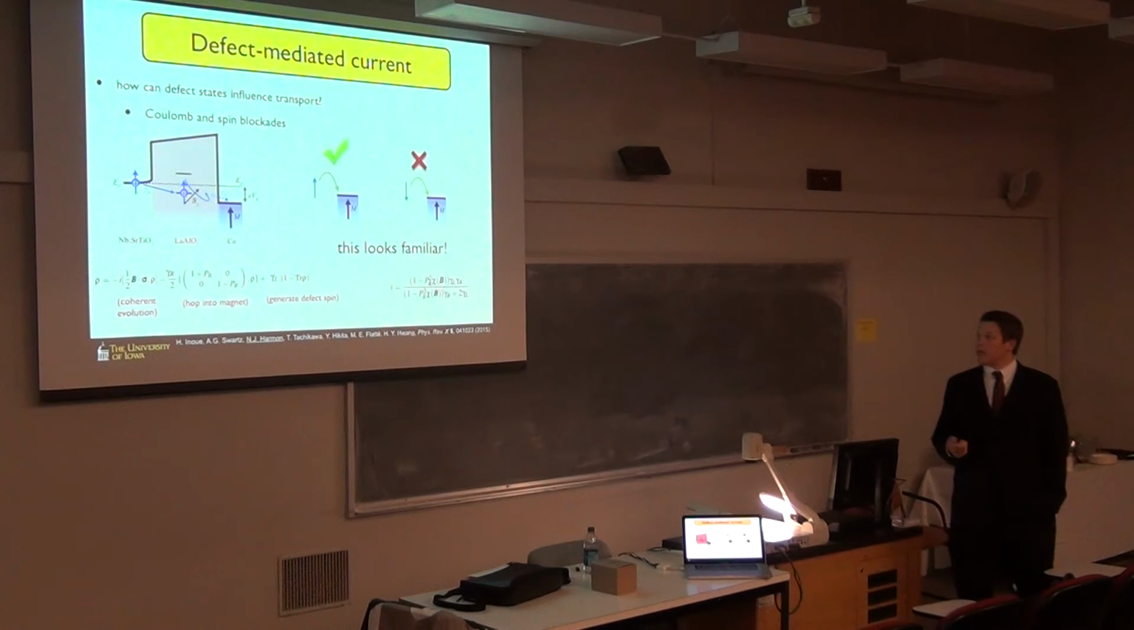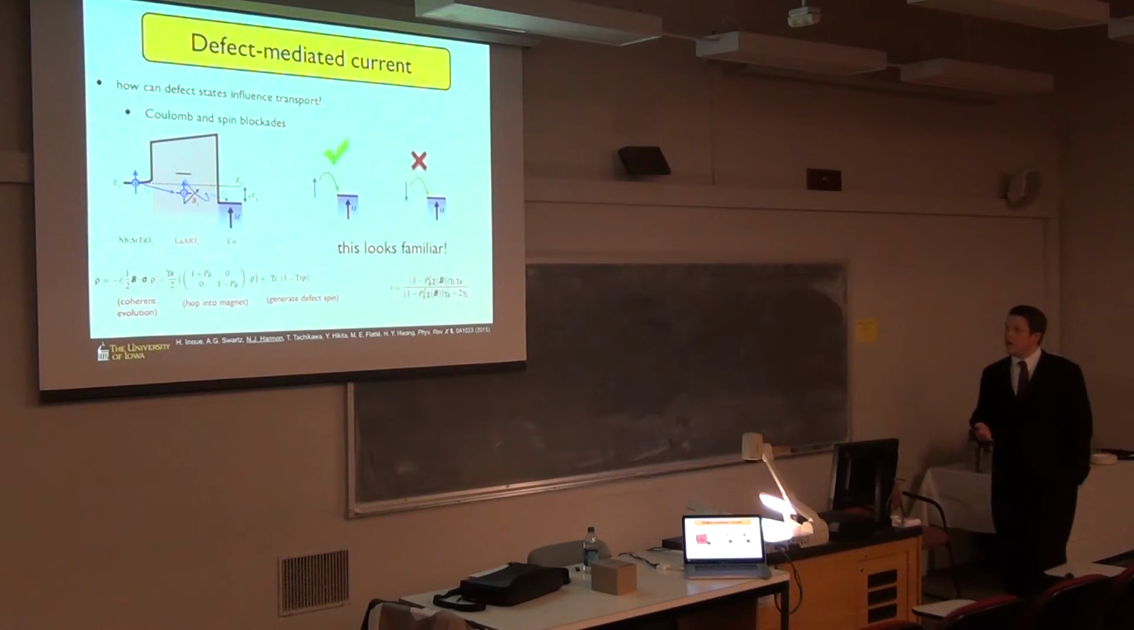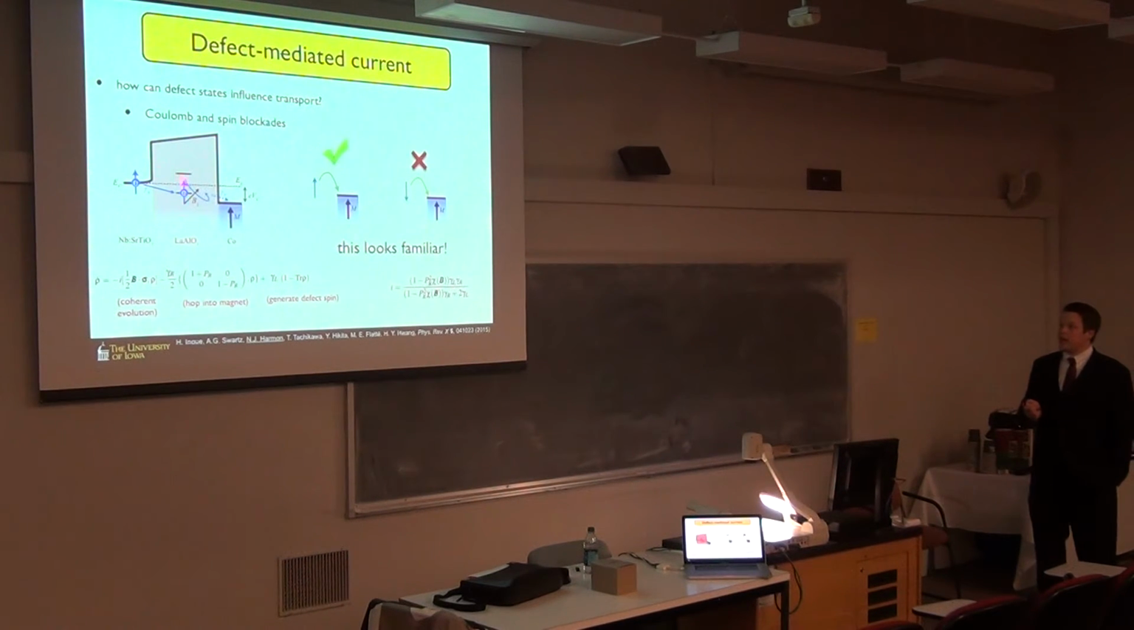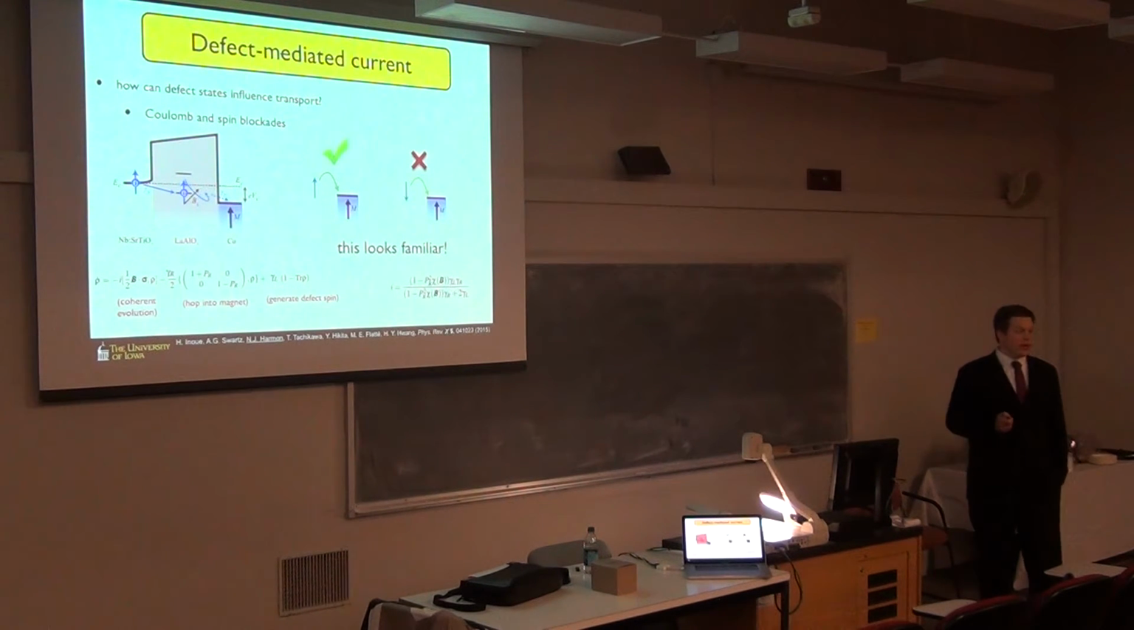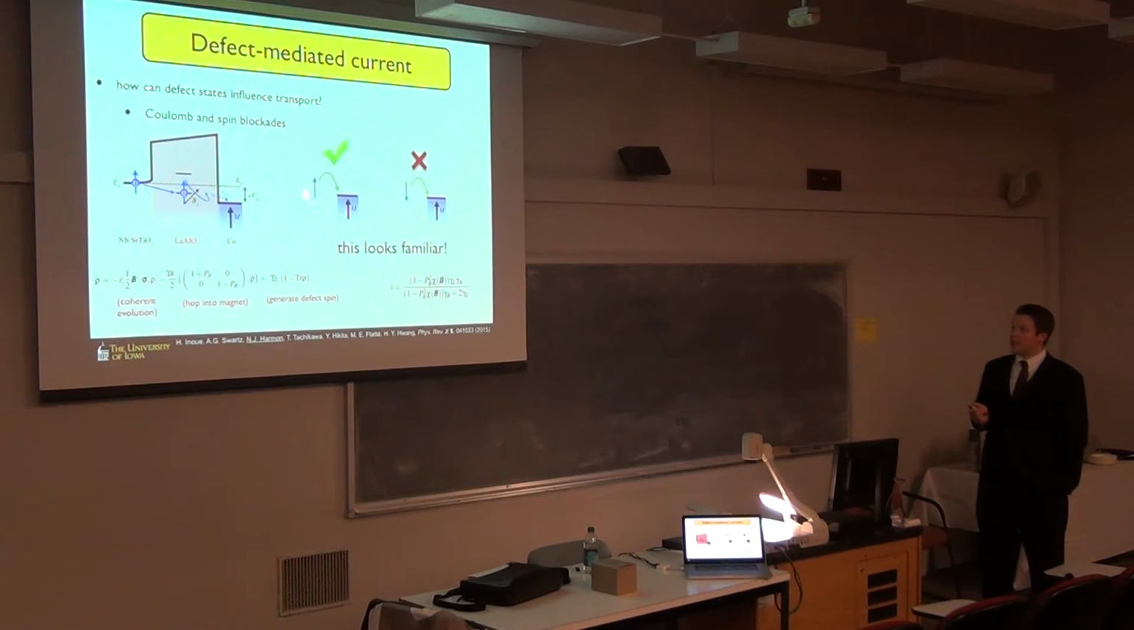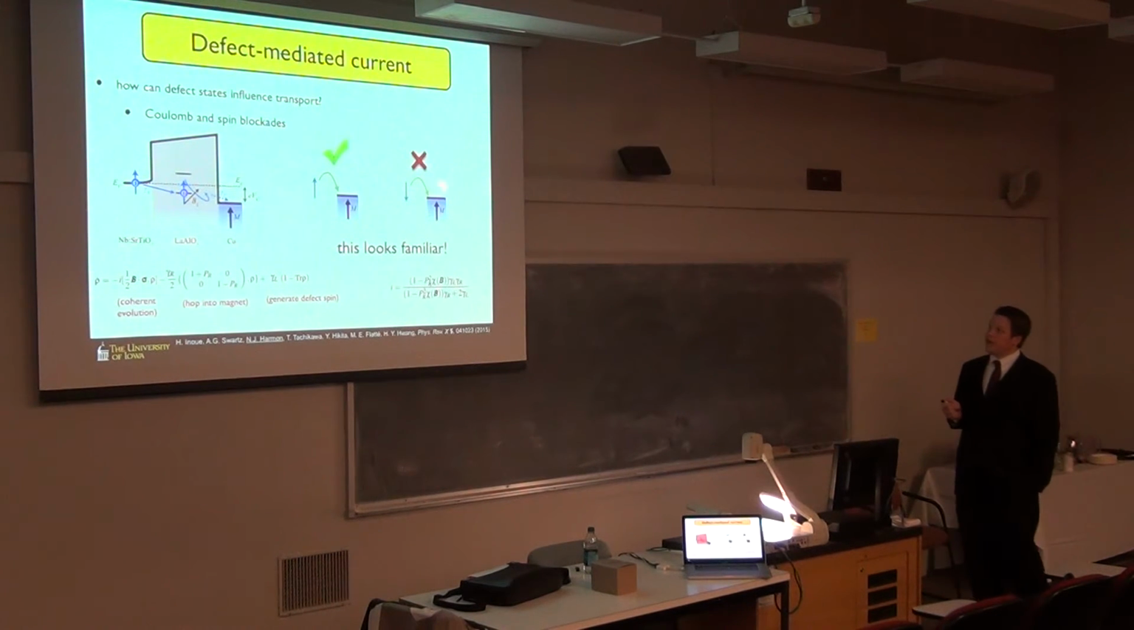So I've modeled this theoretically now, looking at a defect in this insulating barrier, and we're injecting spin and charge from the left into the defect, which can then hop to the ferromagnet. Now, if the spin is parallel to the magnet, you're okay to go, right? You're a majority spin. If you're anti-parallel to the ferromagnet, you're going to be blocked.